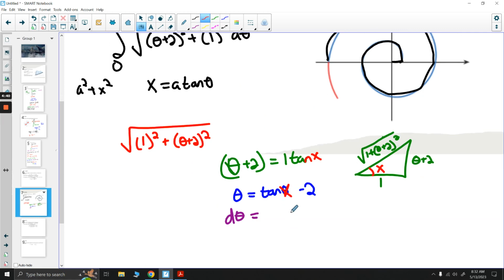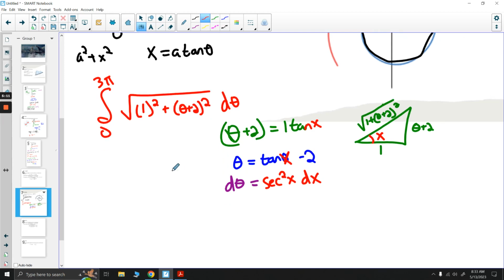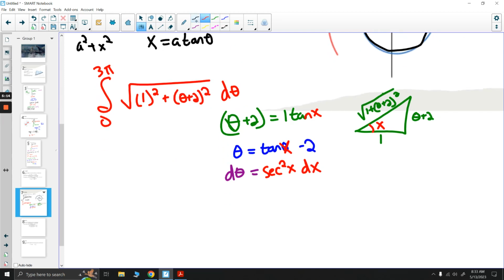So our d theta is equal to the derivative of tangent x minus 2. The derivative of tangent x is going to be secant squared x, and the constant is gone, so secant squared x dx. We are again taking this integral from 0 to 3 pi. So we have something to convert our d thetas into, and something to convert this stuff into. That's going to make our lives a lot better.